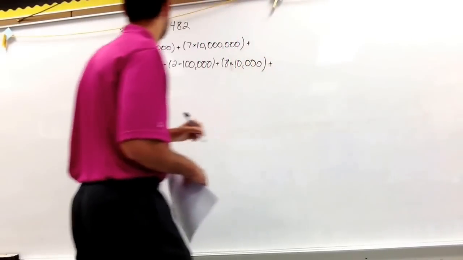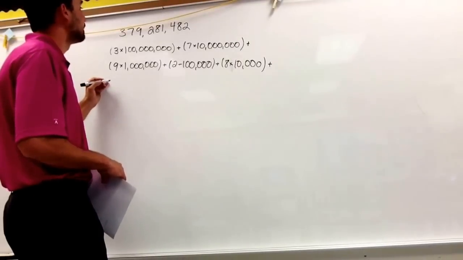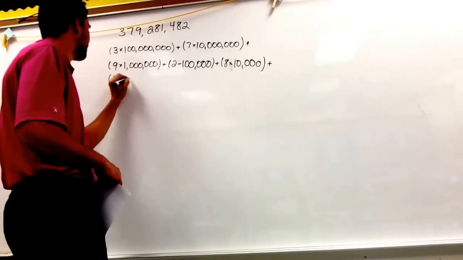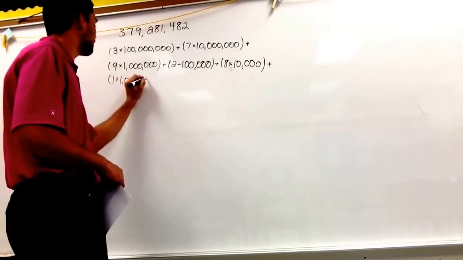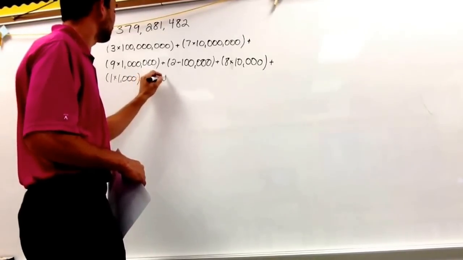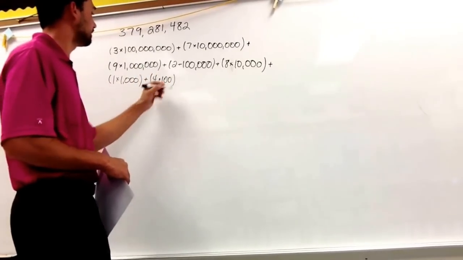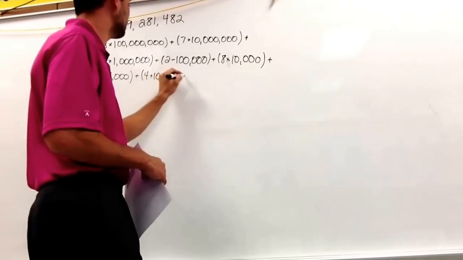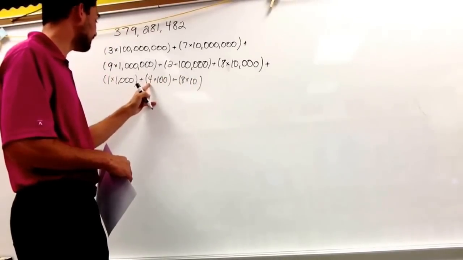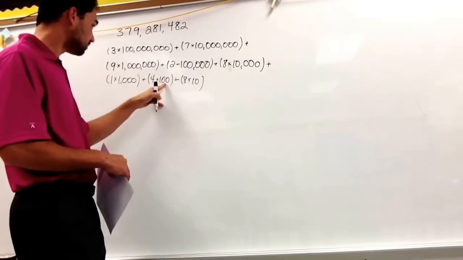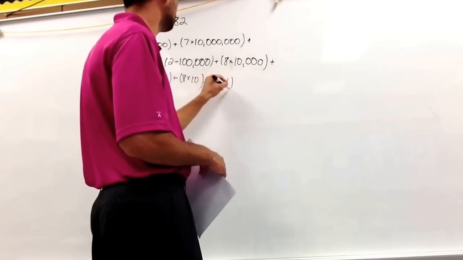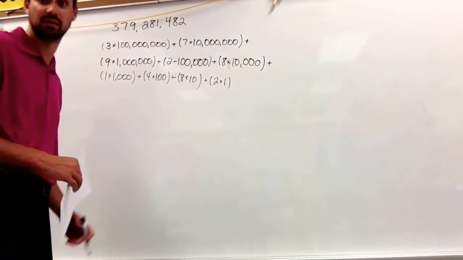10,000 plus. That 1 is not really a 1, it's a 1,000 plus. That 4 is not really a 4, it's a 400. That 8 is not really an 8, it's an 80. It's in the tens place. That 4 is in the 100 place. And that 2 is actually a 2 because it's in the ones place.